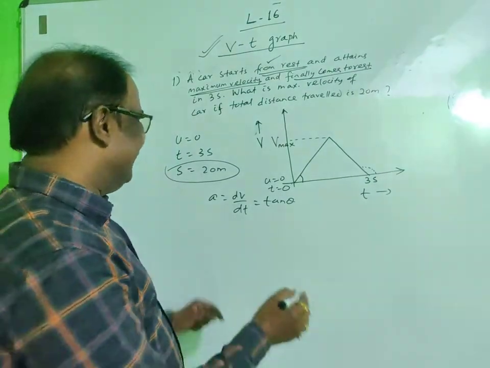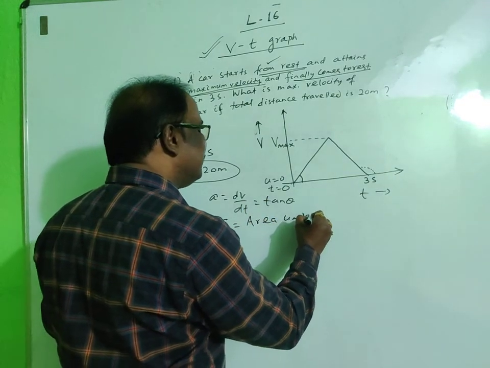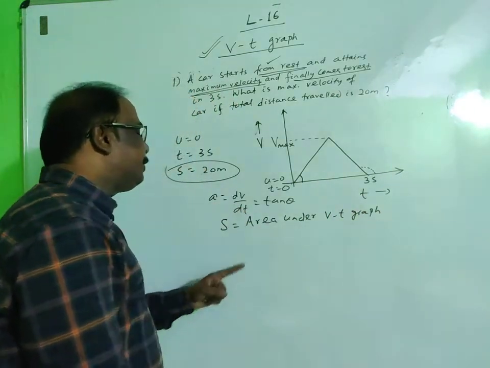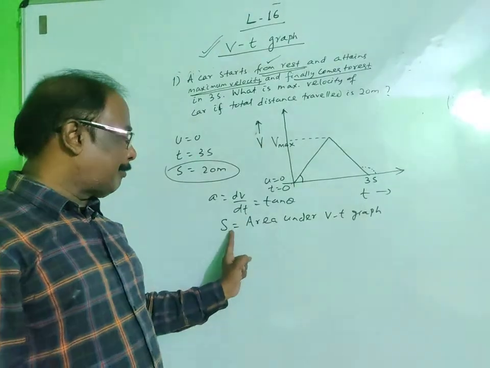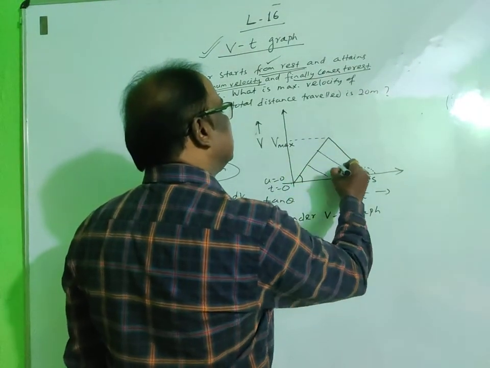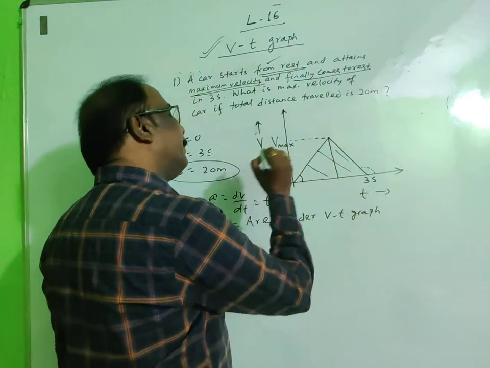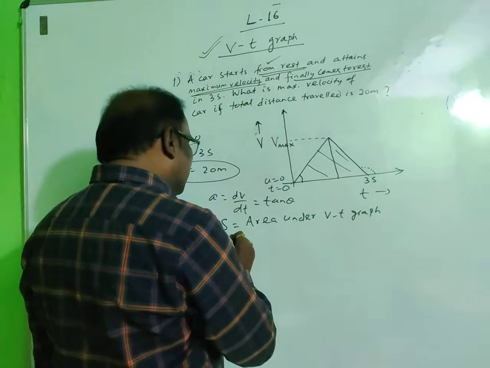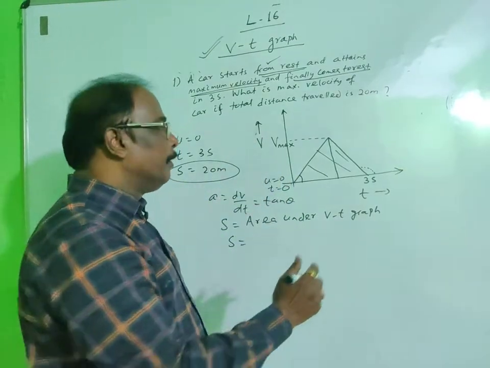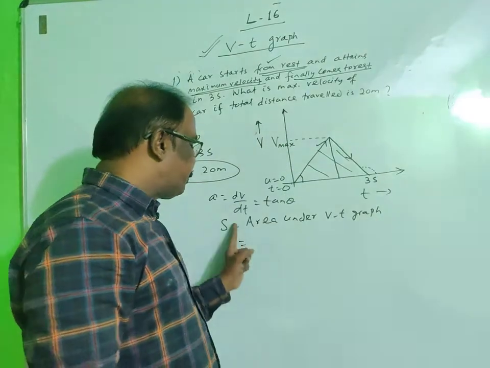What do we know? Distance traveled is equal to area under the VT graph. This is the concept and this numerical is very easy if you use this trick: distance is equal to area under the VT graph. See, now we got the area under the VT graph. This is perpendicular. Then distance is equal to area under the VT graph, which means the area of this triangle. This is the total graph. Area under the graph is distance.